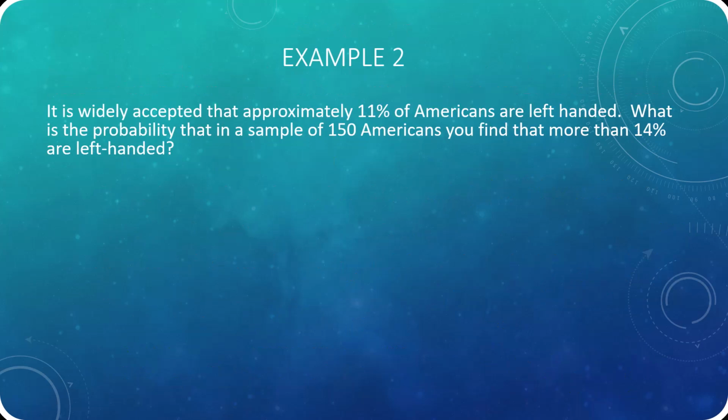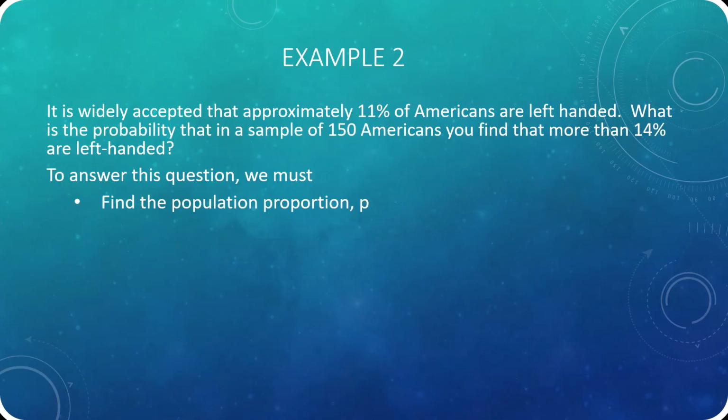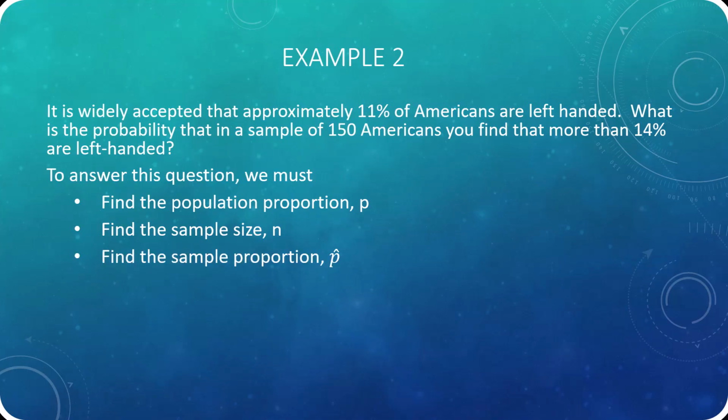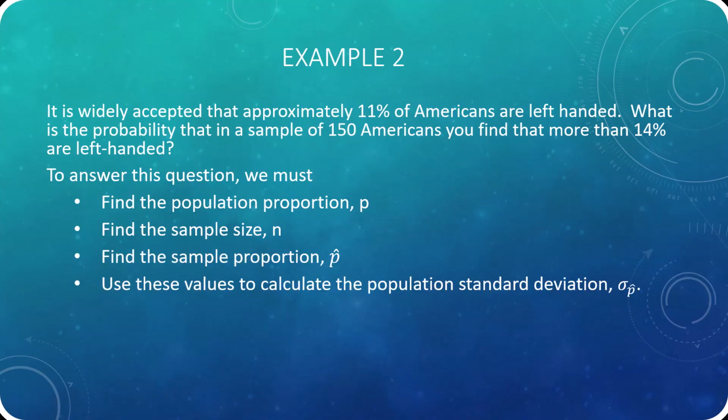So now that we have met all of our requirements, we can go on and actually answer this question, right? So in order to answer the question, we have to do some math. So first of all, we have to find what is the population proportion in this question. So I encourage you to pause this video, see if you can figure it out, and then unpause it. Then we have to find our sample size, n. We have to find our sample proportion, and then we have to use all of those values to calculate our population standard deviation.